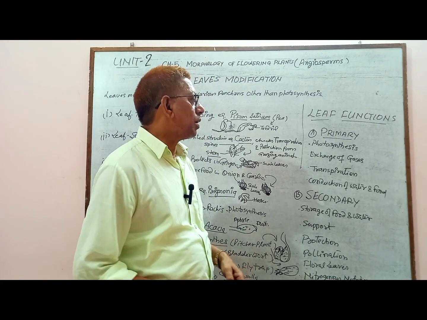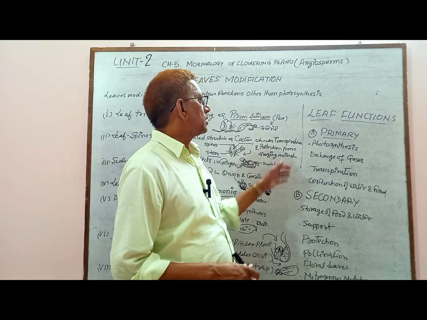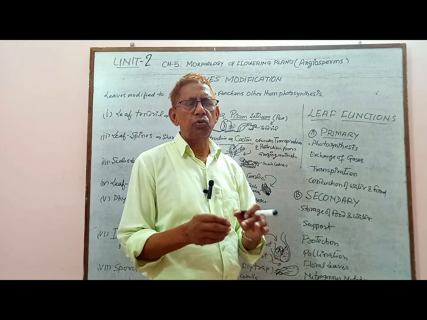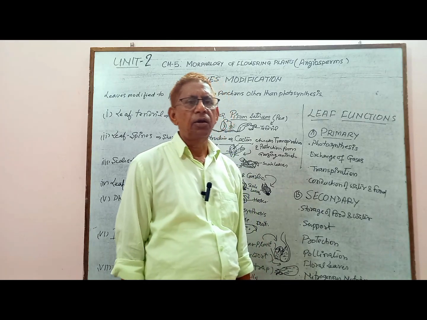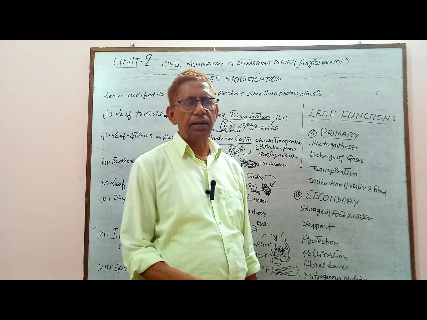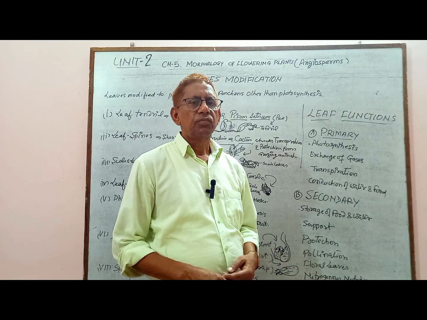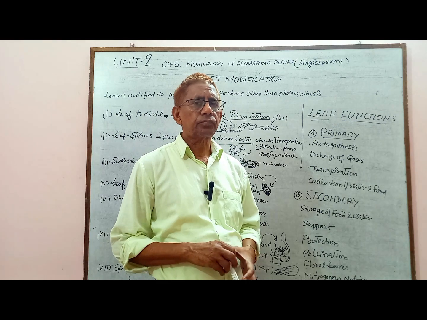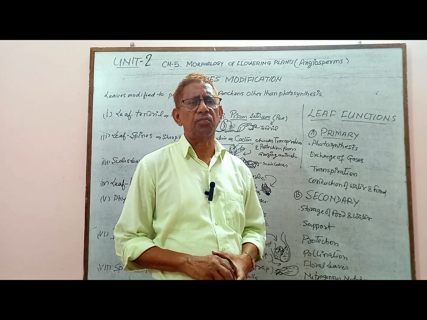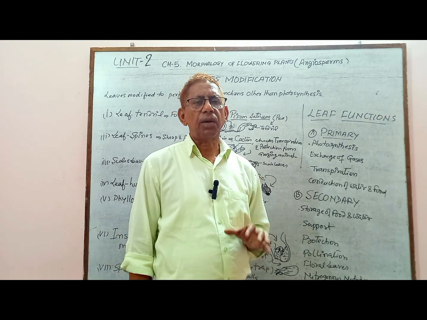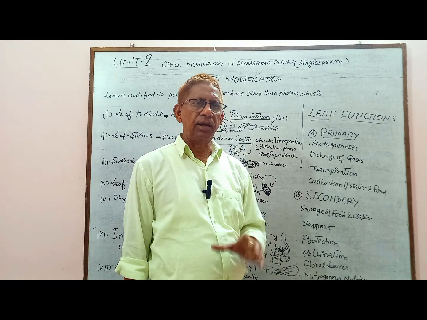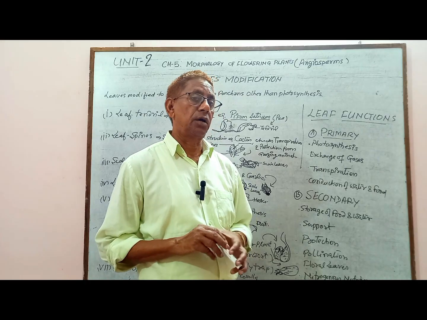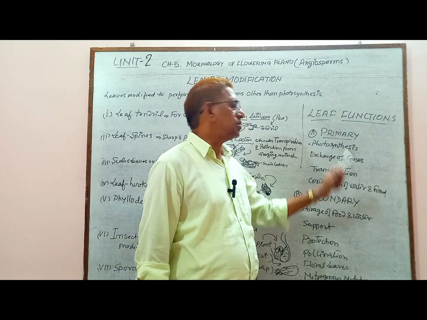So the primary function carried out by the leaves is, first, photosynthesis. As you have heard from the beginning, photo means light, synthesis means a chemical reaction in which light energy changes into chemical energy. So the most important function in the plant body is photosynthesis, and in the plant body the leaf plays the most important role. So the primary function of the leaves is photosynthesis.